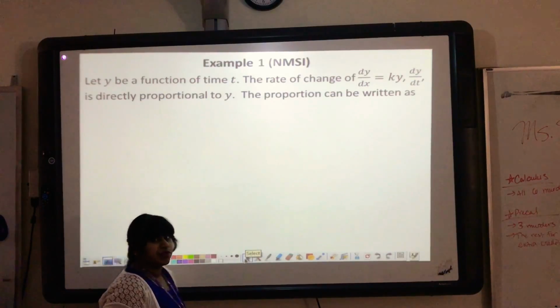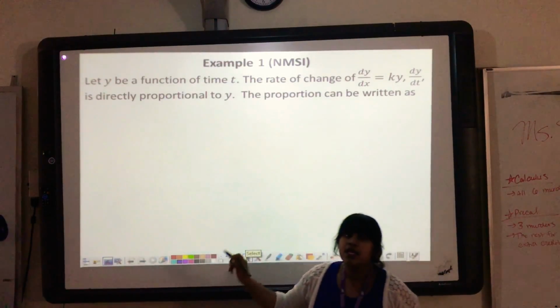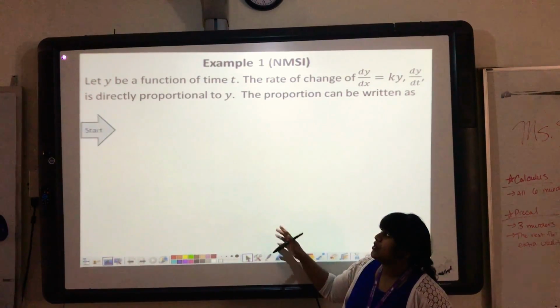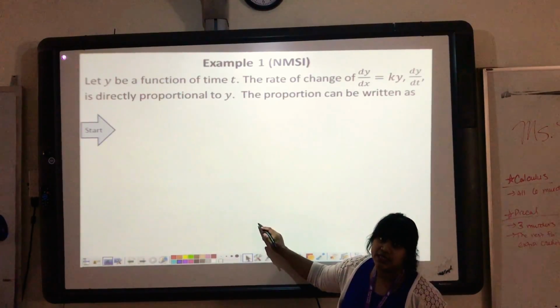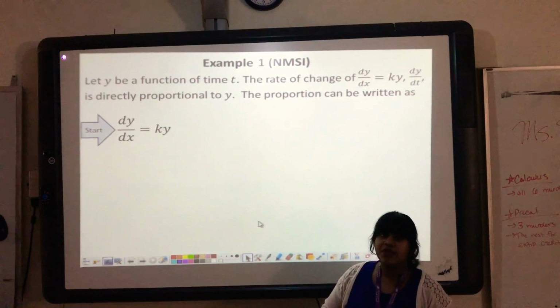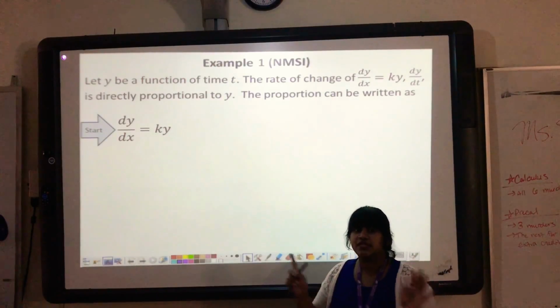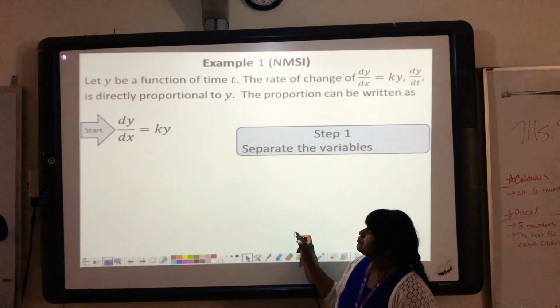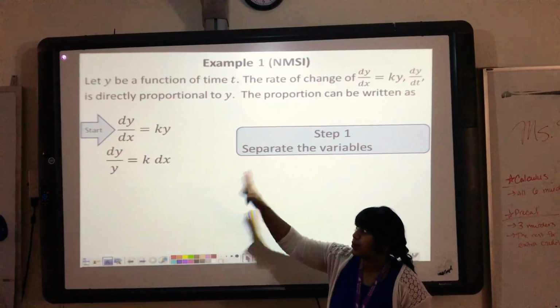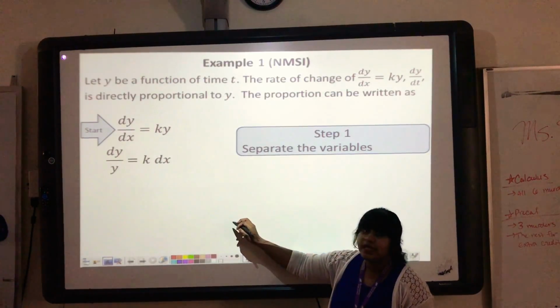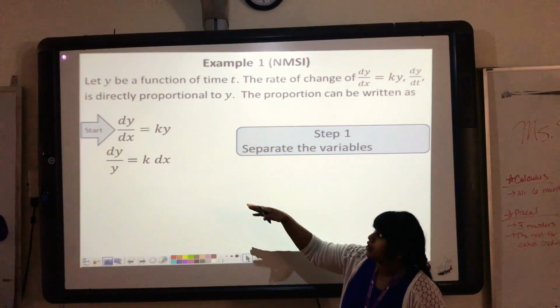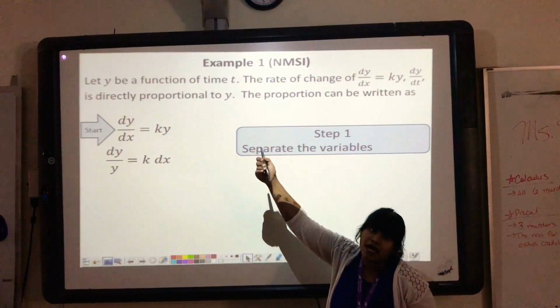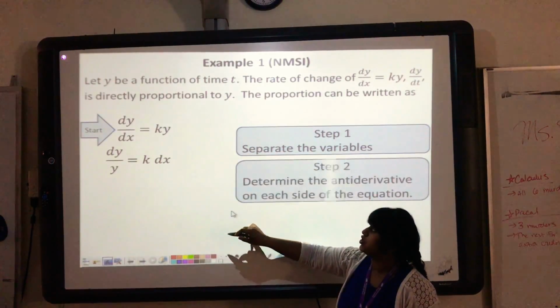So how are we going to do this? We're going to take this step by step for example 1. We start with what we were given, which was that dy/dx is equal to ky. We know what to do at this point because we did differential equations last time. We're going to separate our variables, pull my y over, pull my dx over, and then integrate, because we're looking at our dy and we need to know what y is. We need to know our actual function.